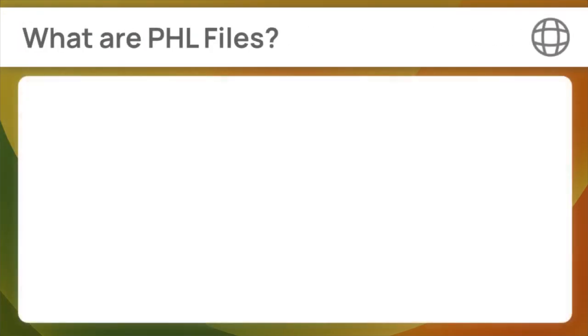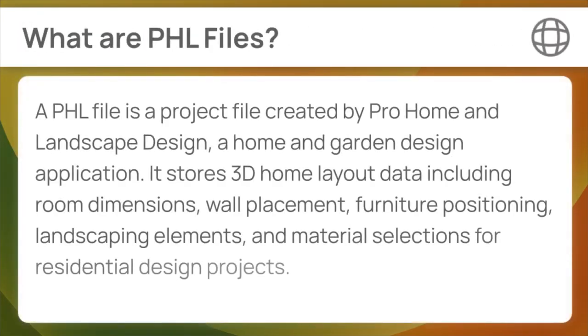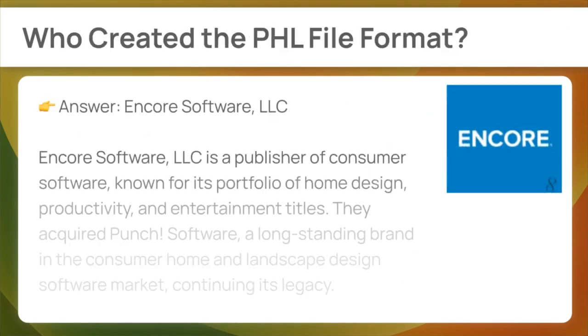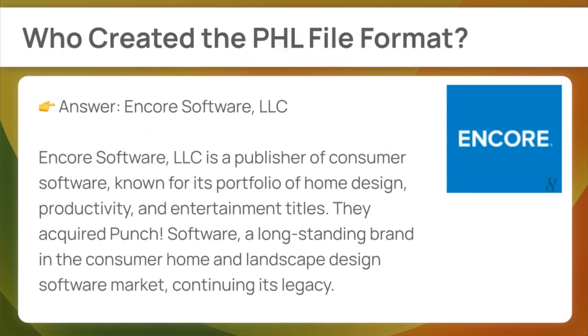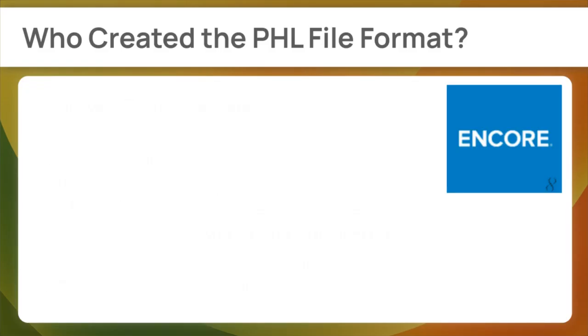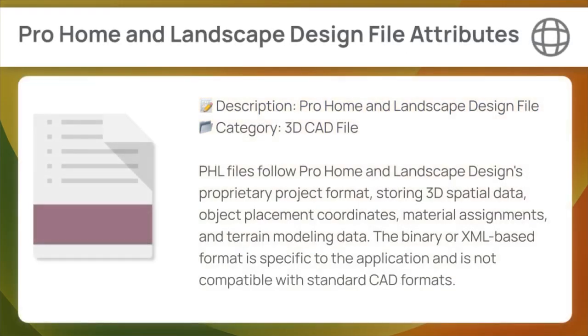A PHL file is a project file created by Pro Home and Landscape Design, a home and garden design application. It stores 3D home layout data, including room dimensions, wall placement, furniture positioning, landscaping elements, and material selections for residential design projects. PHL files follow Pro Home and Landscape Design's proprietary project format, storing 3D spatial data, object placement coordinates, material assignments, and terrain modeling data.